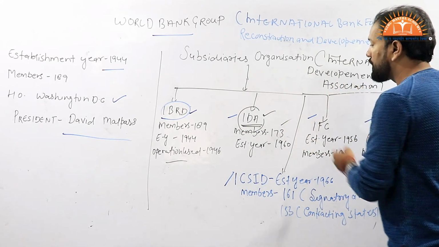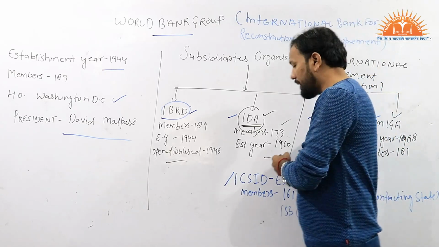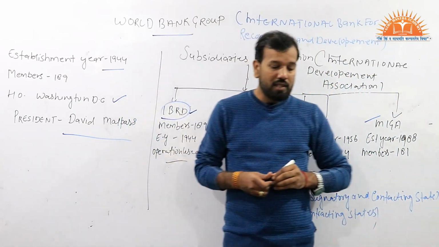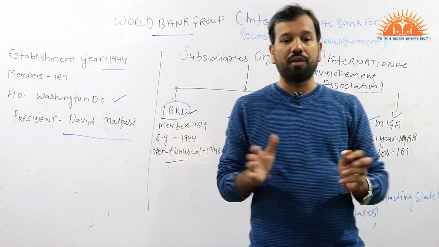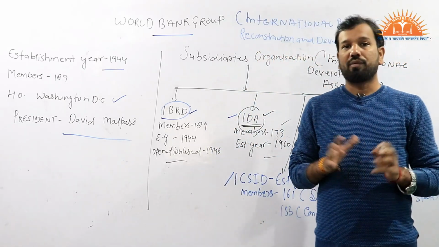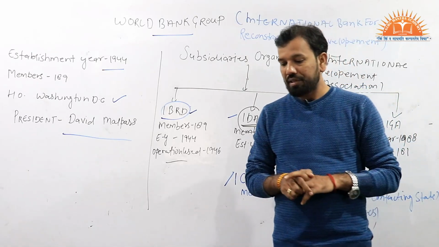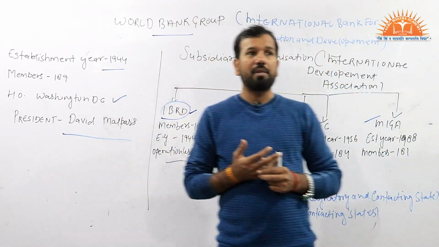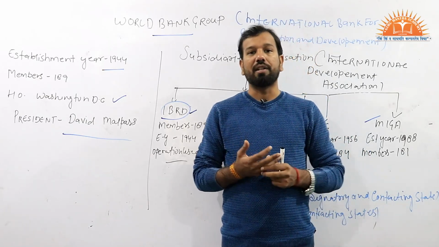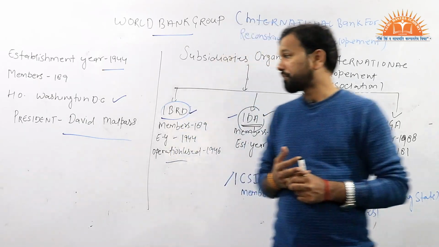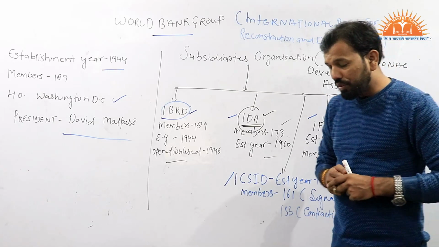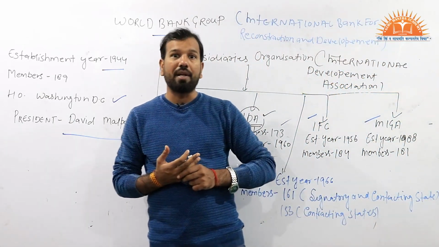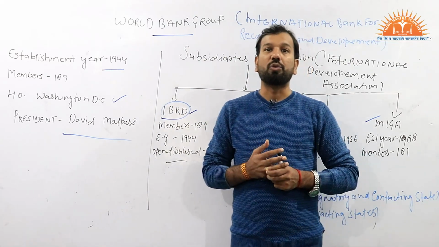There are 173 countries that are members of the IDA, and it started working in 1960. IDA is the organization which is basically working to reduce poverty for the poorest developing countries. It means all those countries whose per capita income is around $800. IDA is providing loans to those countries. And as we know, all those countries who are not able to fulfill their basic amenities, IDA provides loans to those countries.